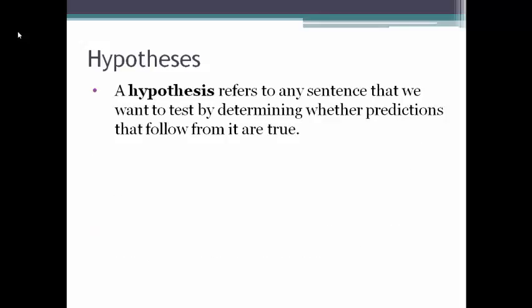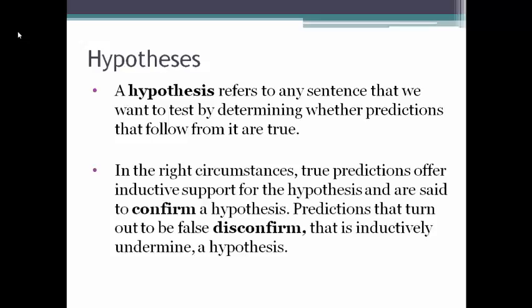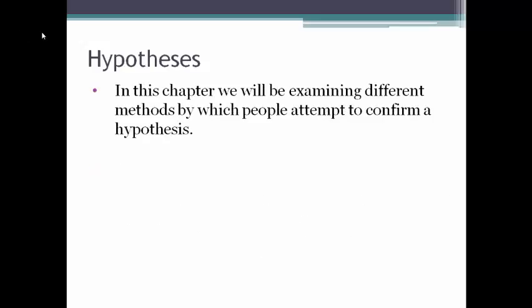In this chapter, a hypothesis refers to any sentence that we want to test by determining whether predictions that follow from it are true. In the right circumstances, true predictions offer inductive support for the hypothesis and are said to confirm a hypothesis. Predictions that turn out to be false disconfirm, that is, inductively undermine a hypothesis. In this chapter, we will be examining different methods by which people attempt to confirm a hypothesis.